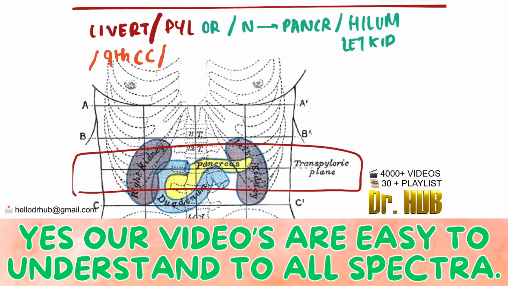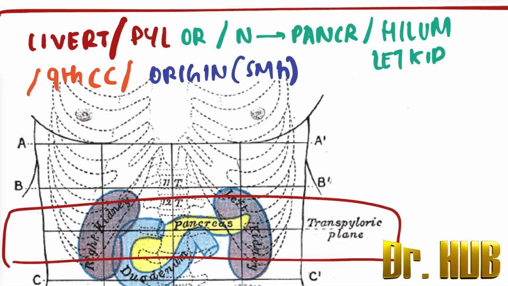There is the origin of the SMA. SMA stands for the superior mesenteric artery. Next, there is also the origin of the portal vein. There is also the origin of the renal arteries.